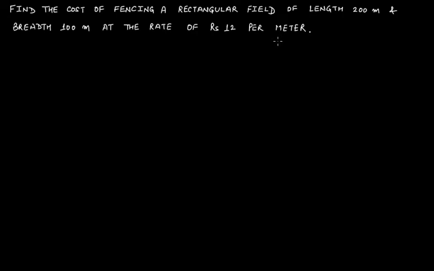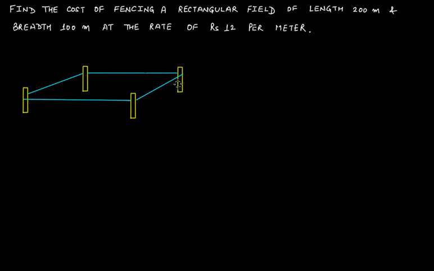Now, it's a mensuration problem and it's always good to draw a figure or a diagram and then proceed with solving the problem. So this is a rectangular field. Length is 200 meter and breadth is 100 meter. If during the fencing you are using these poles, let these poles represent the vertices of this rectangular field. So this is vertex A, B, C and D.